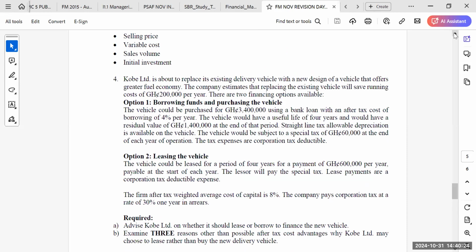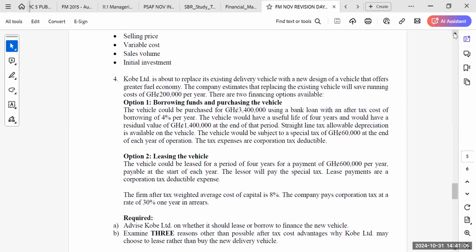Kobe Limited is about to replace its existing delivery vehicle with a new design of a vehicle that offers greater fuel economy. The company estimates that replacing the existing vehicle will save running costs of 200,000 Ghana cedis per year. There are 2 financing options available. Option 1, borrowing funds and purchasing the vehicle. The vehicle could be purchased for 3,400,000 Ghana cedis using a bank loan with an after-tax cost of borrowing of 4% per year. The vehicle would have a useful life of 4 years and would have a residual value of 1,400,000 Ghana cedis at the end of that period.